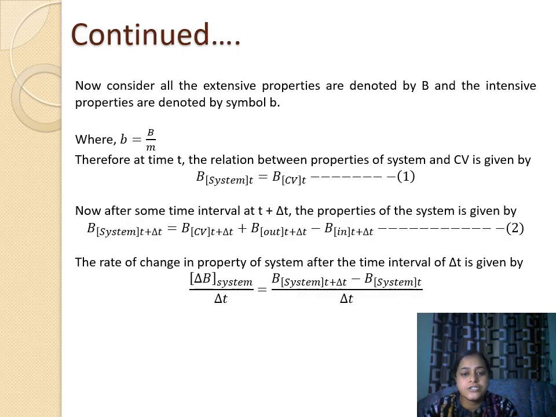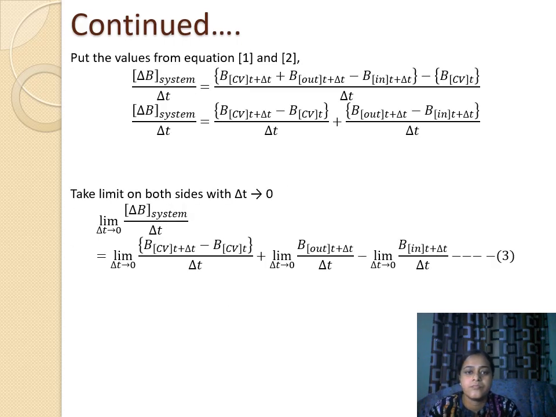So the rate of change of the property of the system after the time interval delta t is given by delta B system divided by delta t equals B system at t plus delta t minus B system at t, divided by delta t. Next, put the values from equations 1 and 2. Here we have the two equations.